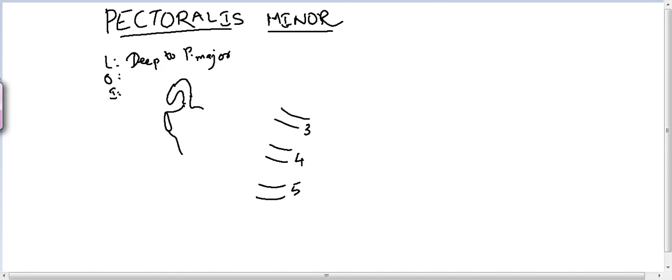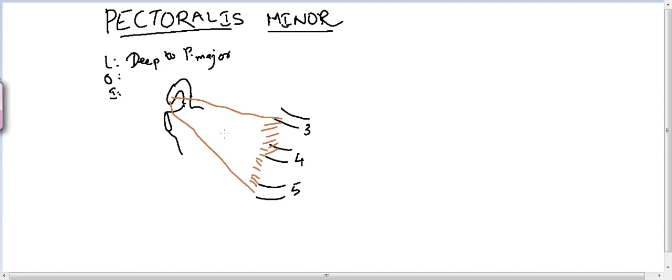You have to use a different color, that is brown color, to show the muscle. So the muscle takes origin from these three ribs and finally gets inserted to the coracoid process of scapula. So what is the origin of pectoralis minor? It takes origin from third, fourth and fifth rib at the costochondral junction.